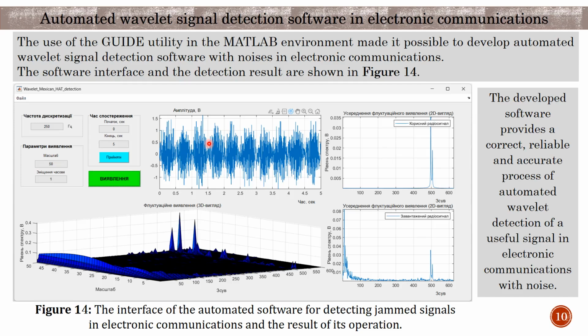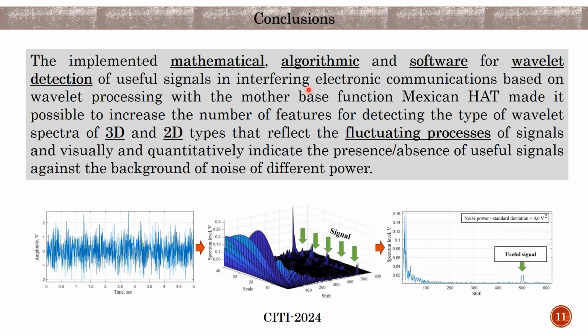The implemented mathematical, algorithmic and software support for wavelet detection of useful signals in interfering electronic communications, based on wavelet processing with a mother base function Mexican hat, made it possible to increase the number of features for detecting the type of wavelet spectra of 3D and 2D types that reflect the fluctuation process of signals and visually and quantitatively indicate the presence or absence of useful signals against the background of noises of different power.